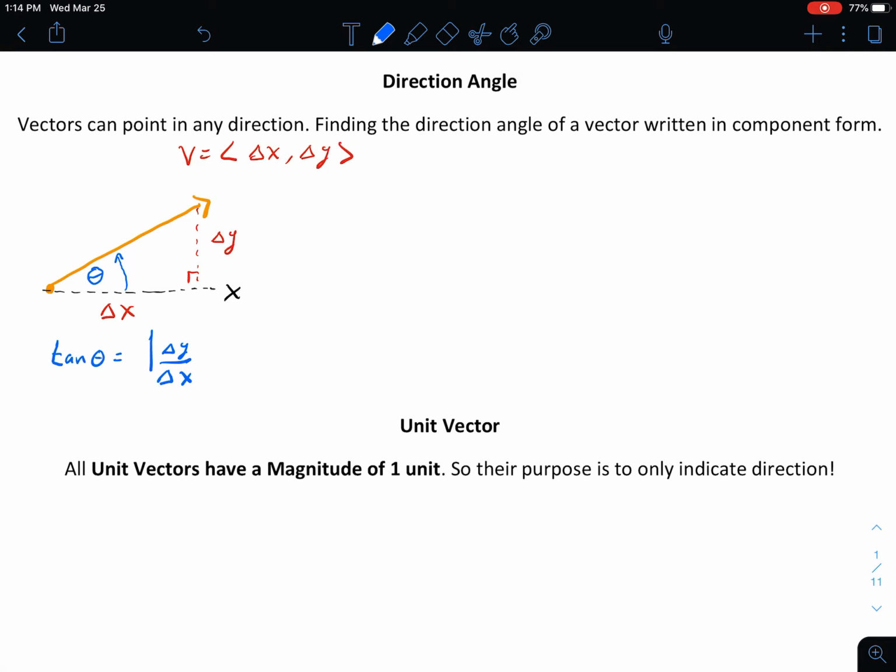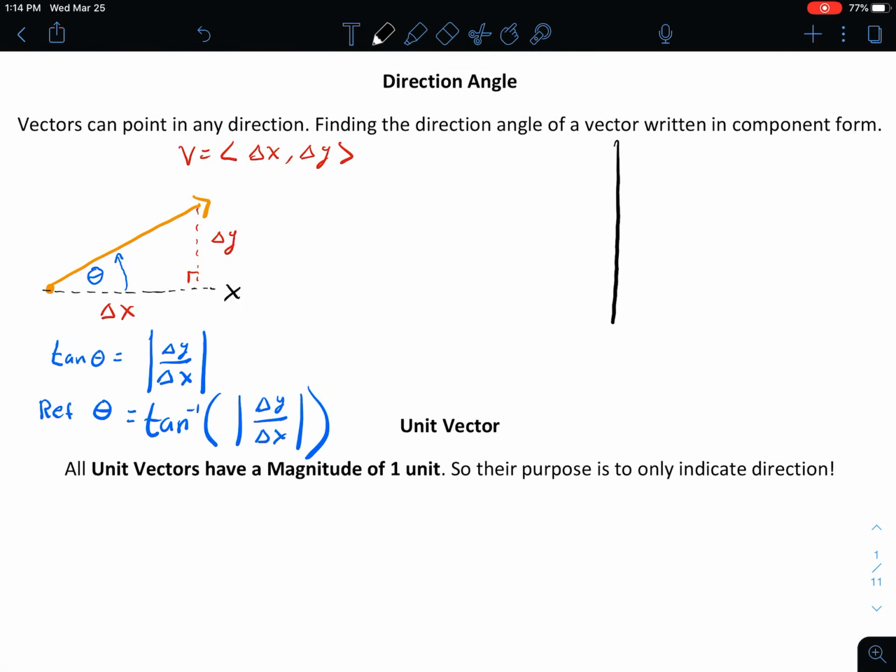Now, we have to account for the different signs for x and y based on what quadrant it is. So what we're going to do is solve for a reference angle, which would be the quadrant 1 version of theta. It disregards what quadrant it's actually pointing in. We'll just adjust for it later. So the reference angle for theta is going to equal the inverse tangent of the absolute value of the change in y over the change in x. And then we can adjust that as needed.